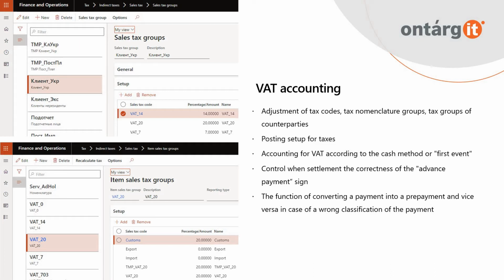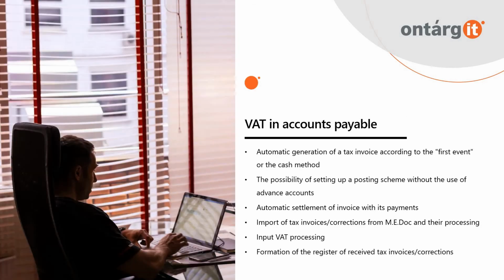According to business requirements, we can provide any VAT accounting scheme, either based on cash methods or first event. Among the additional features, there is prepayment control, which ensures the correctness of the settlements of operations. Also, if a payment is mistakenly classified as prepayment, it can be easily and quickly converted into a payment or vice versa. Localization provides both posting schemes, depending on whether the organization uses an advance payment account in its chart of accounts or not.